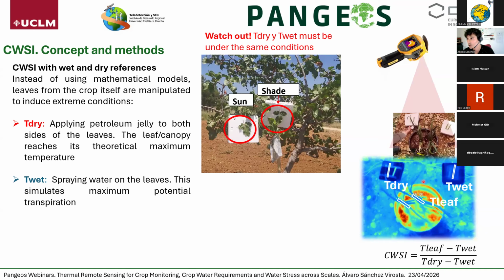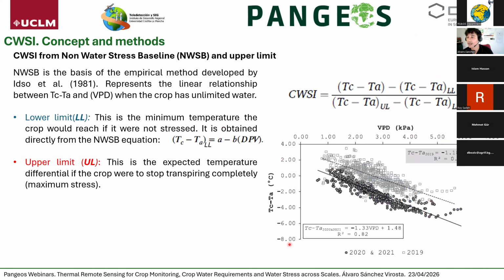So what we obtain with this handheld camera is, in the same image, the dry reference, the wet reference, and the leaf. We select the temperature of the target that we want. We separate it from the soil. So we calculate the crop water stress index. This is something that I used a lot during my thesis, but nowadays what I am using is the empirical based method, for which we need to construct this non-water stress baseline.